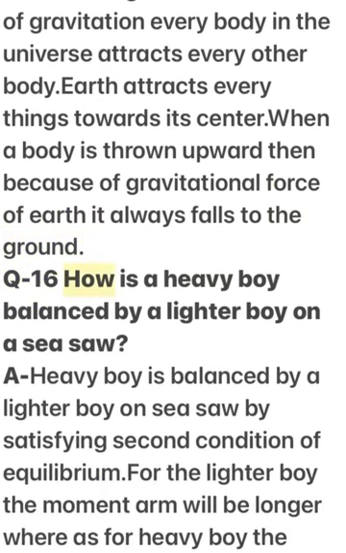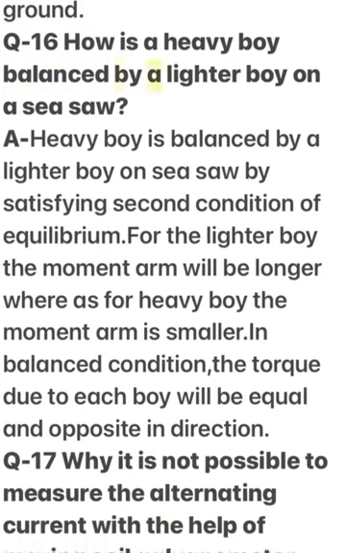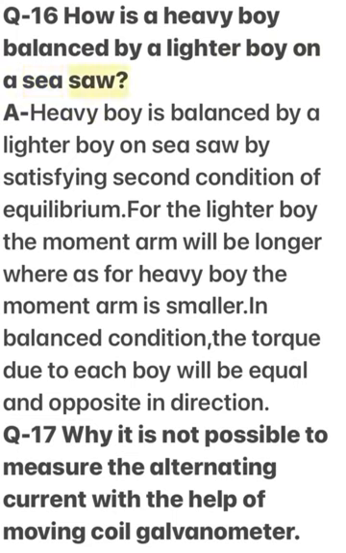Q16. How is a heavy boy balanced by a lighter boy on a seesaw? A. A heavy boy is balanced by a lighter boy on a seesaw by satisfying the second condition of equilibrium. For the lighter boy, the moment arm will be longer, whereas for the heavy boy, the moment arm is smaller in the balanced condition. The torque due to each boy will be equal and opposite in direction.